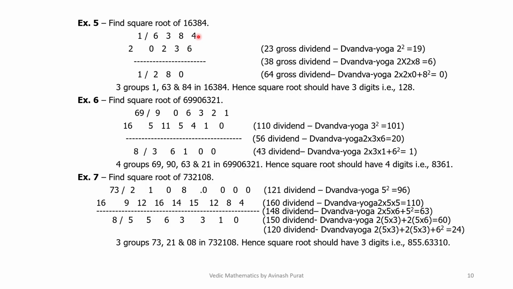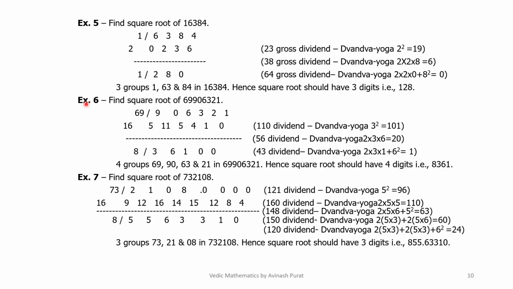So 64 is the next dividend. Now 64 gross dividend, minus 2 into 2 into 0 plus 8 square. 2 into 2 into 0 is 0. 8 square is 64. So 64 minus 64 is 0. 0 is the quotient. Now there are three groups in 16384, that is 1, 63 and 84. So the square root should have three digits, that is 128. That is the square root.